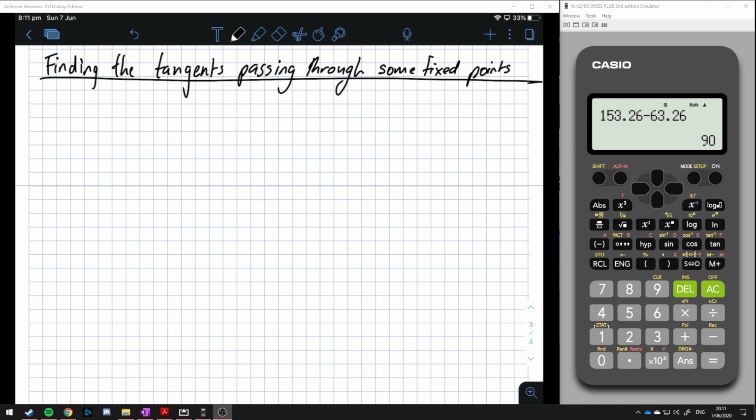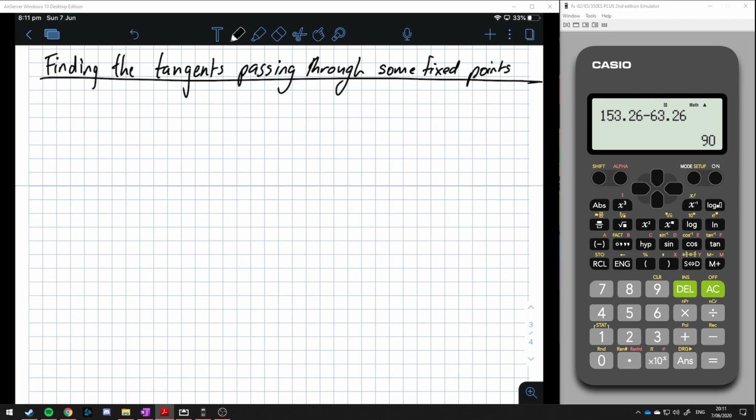Okay, so what we're going to do now is have a look at finding the tangent passing through some fixed point. So sometimes we want to find the equation of a tangent to a curve y is equal to f of x, passing through a fixed point F in the plane.